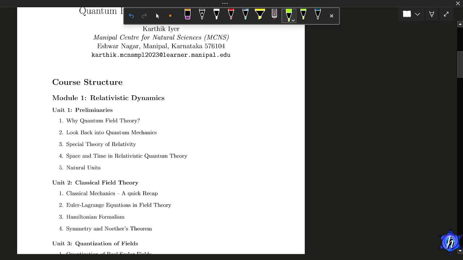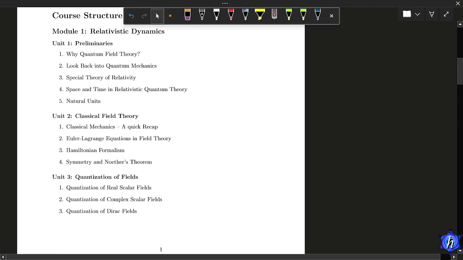Then we'll see a brief introductory session on quantum mechanics and special theory of relativity. Although this is meant to be a refresher, I assume that you have enough knowledge of quantum mechanics and special theory of relativity. I'll talk about the prerequisites of this course later in the video. So let's focus on the course structure for now. Then we'll move on to natural units. Natural units are one of the most important units that we need to understand in order to understand the whole of quantum field theory. Then we'll move on slowly to classical field theory.